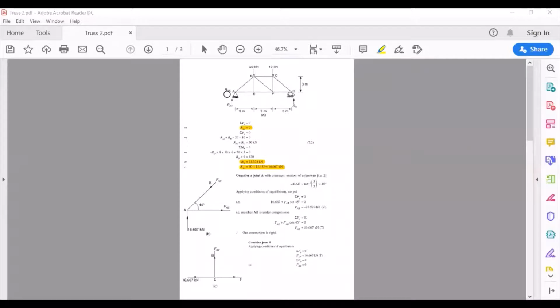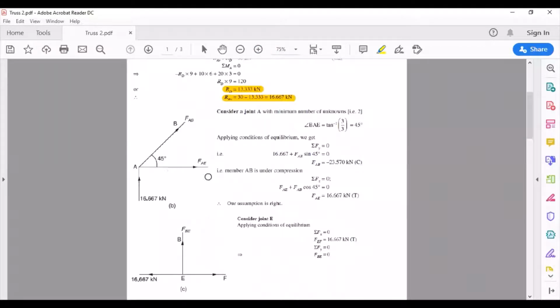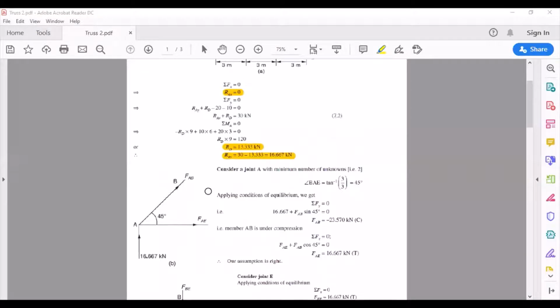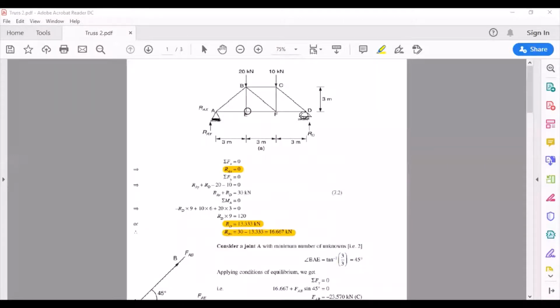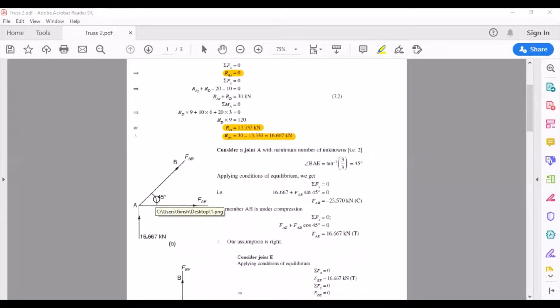Next, AE and AB, I am assuming the direction of these two members as acting outwards. It is just an assumption, so both are acting outwards. Now this angle, if you consider this right angle triangle, that is ABE, this is 3 meters, this is 3 meters, I want this angle. If you apply tan theta is equal to opposite by adjacent, it will be tan inverse of 1, which is 45 degrees, thereby I have written 45 degrees.